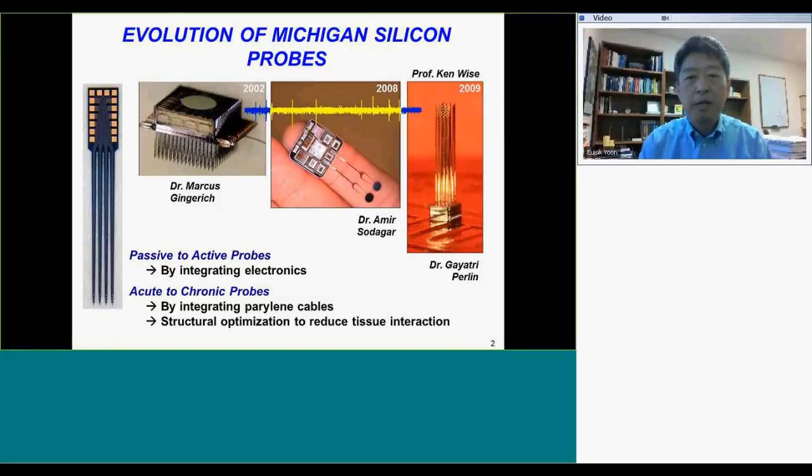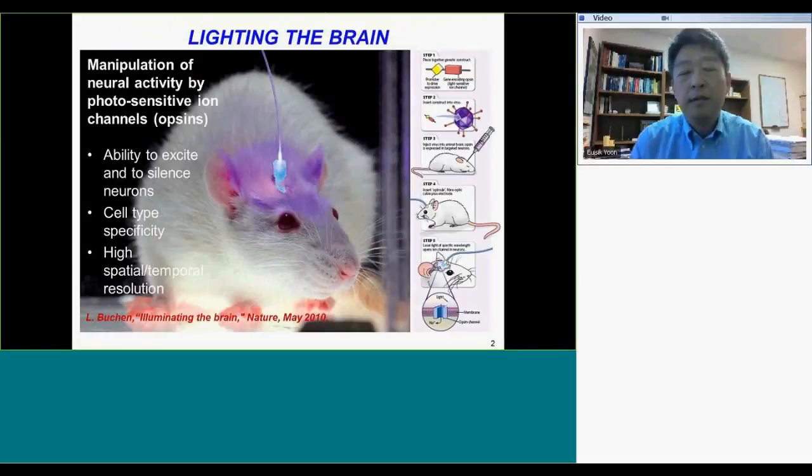And the question here is, this one can have a large density electrical recording, also electrical stimulation. But with the recent advancements of optogenetics, we wanted to incorporate optical stimulation capability onto this silicon probe. And as you can see here, optogenetics can allow us to have cell type specificity as well as a high spatial temporal resolution.